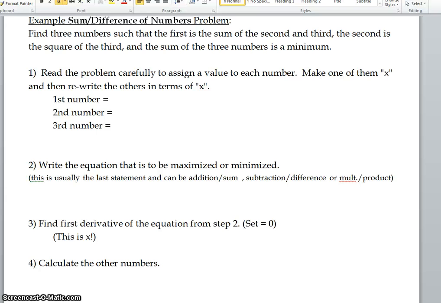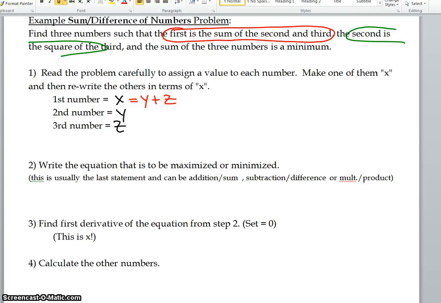I'm going to call my first number x, second number y, third number z. And what I want is a situation where the first is equal to the sum of the second and third. So my first number is what I get when I add the second number y and the third number z together. Your second number is the square of the third. So my second number y is the square of the third.